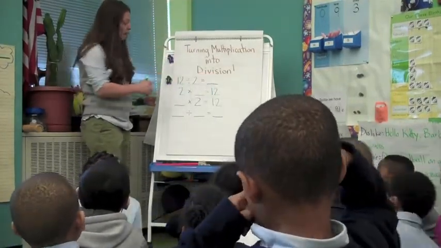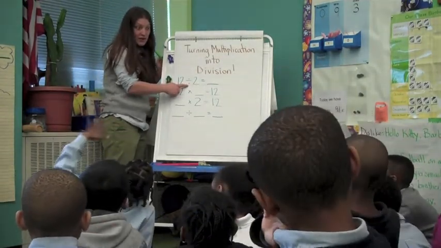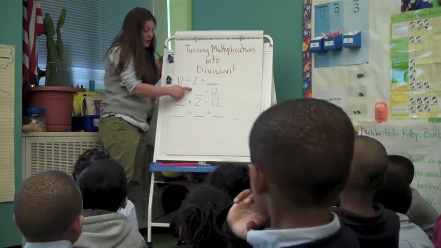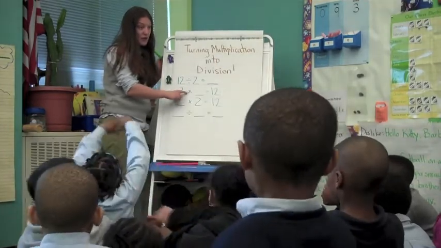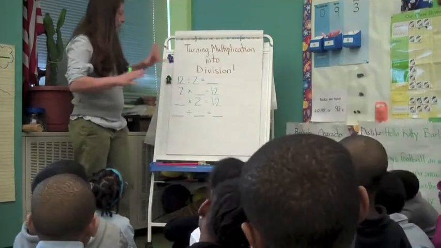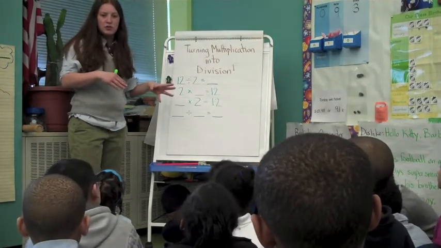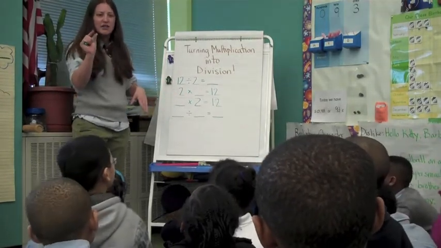Remember that sign? The division sign looks very similar to the subtraction sign. The multiplication sign looks very similar to the addition sign. So they're very similar. Okay, now let's go back to addition and subtraction just for a second.